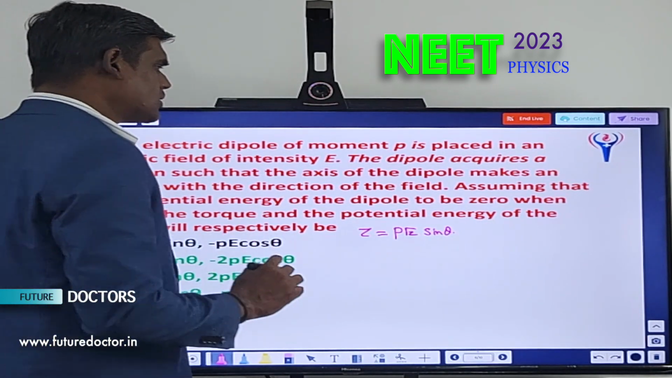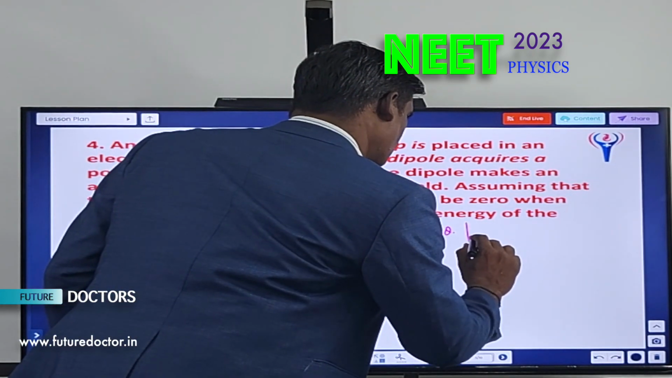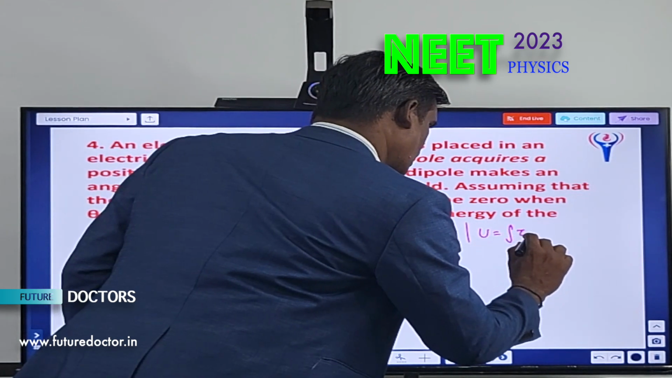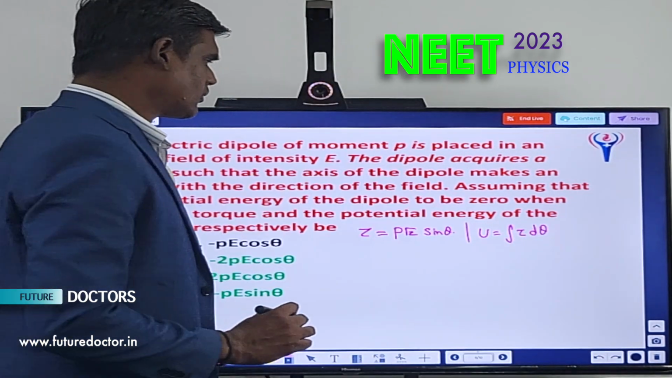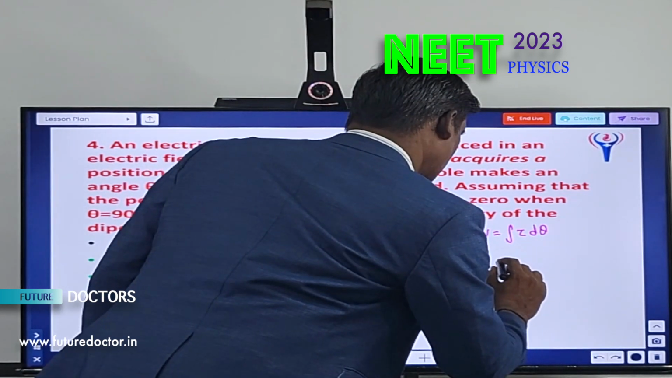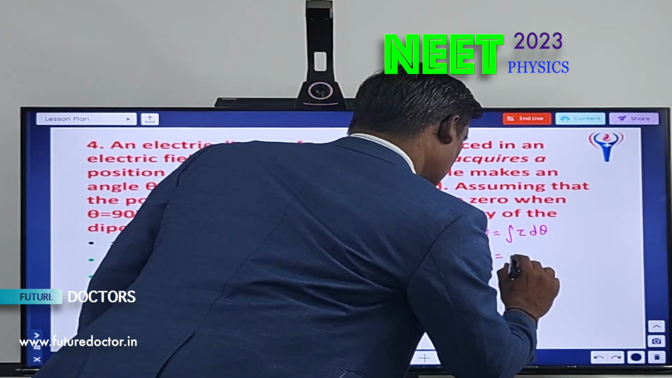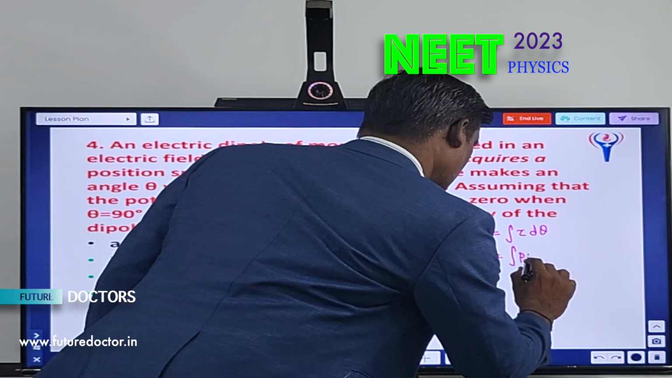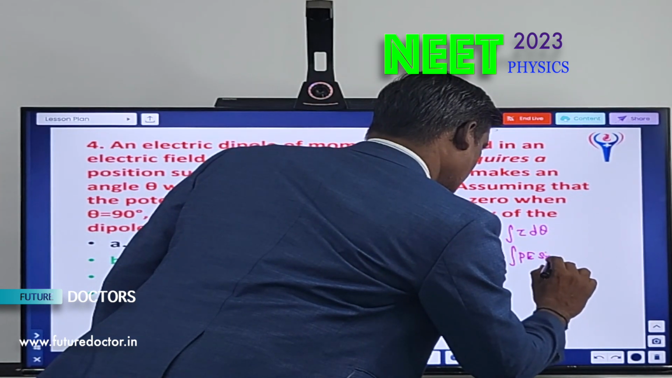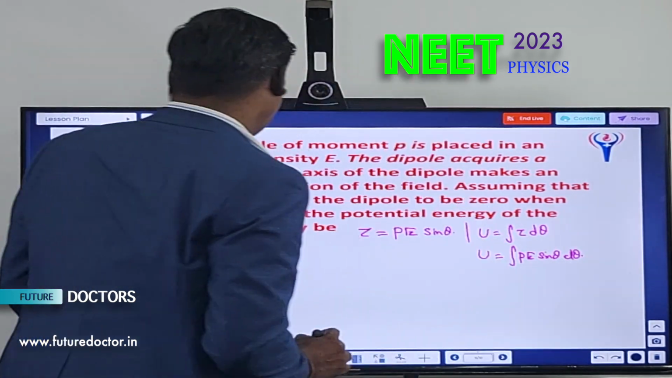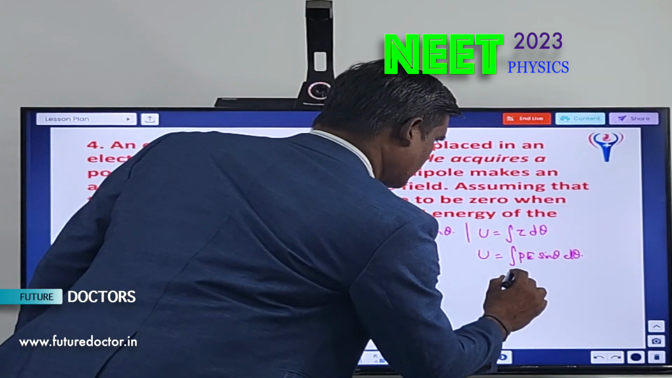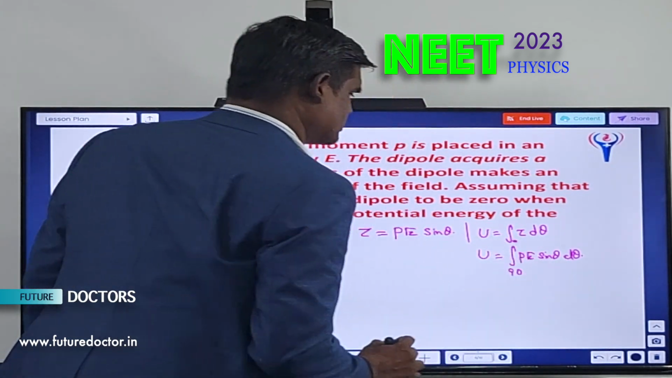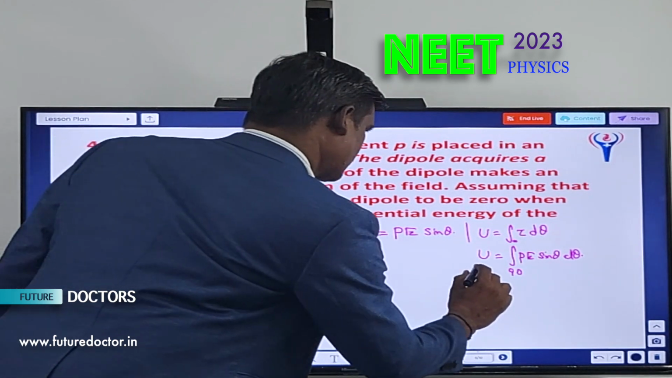Next, potential energy. Potential energy U is equal to the integral of tau d theta. Tau is PE sin theta. Therefore, U equals the integral of PE sin theta d theta, and this theta value changes from 90 degrees to 0.